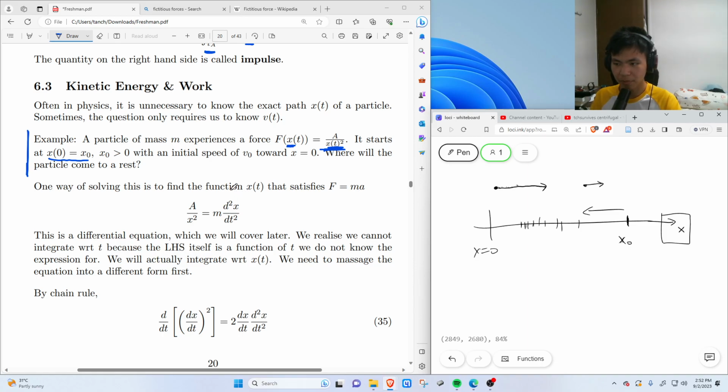Now the question is, because the force is always towards the right, as long as we're to the right of x equals 0, when would the particle come to a stop? If your particle is initially moving left and is being accelerated to the right, then eventually the velocity is going to be 0, and we are interested in finding when this particle stops.